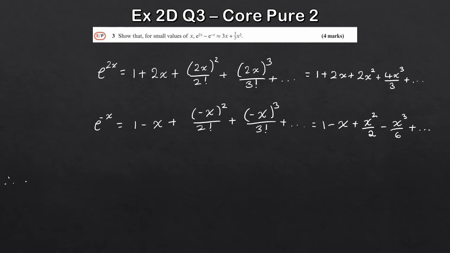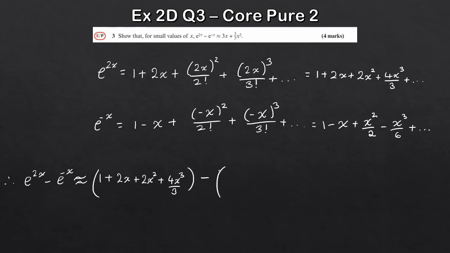So therefore, e to the 2x minus e to the minus x is going to be equal to, or we can say it's approximately, 1 plus 2x plus 2x squared plus 4x cubed over 3. What I'm going to do is write this in one bracket just so we can see it. So that's my e to the 2x. We're going to minus off these terms now. So 1 minus x plus x squared over 2 and so on, like that. Okay.